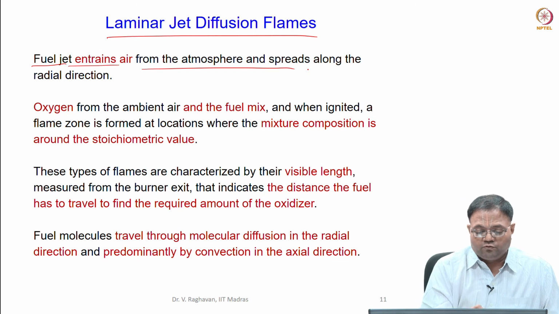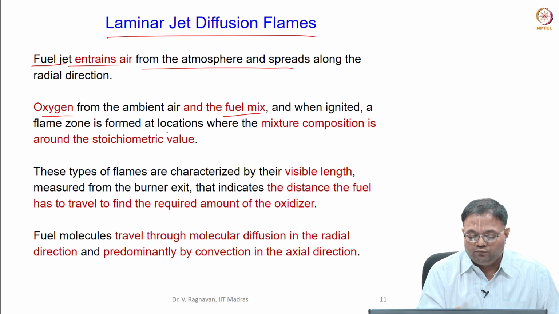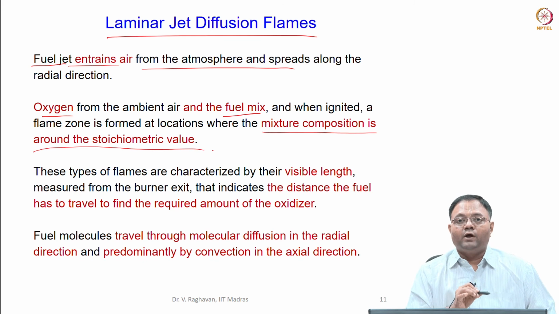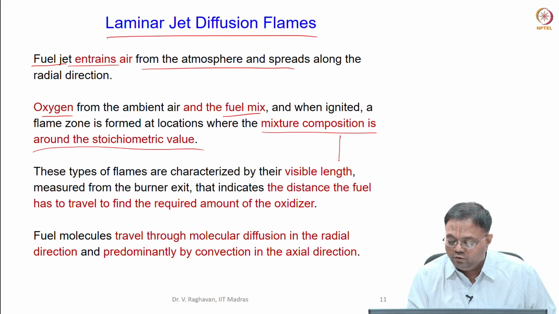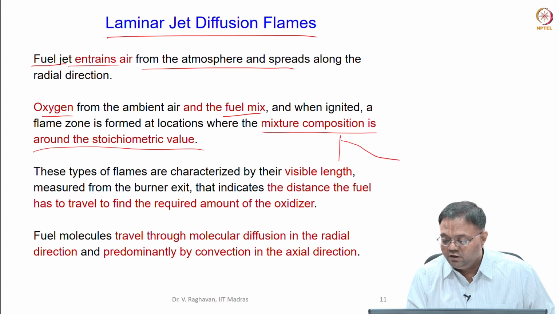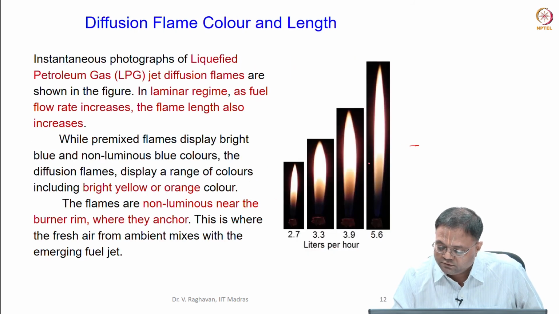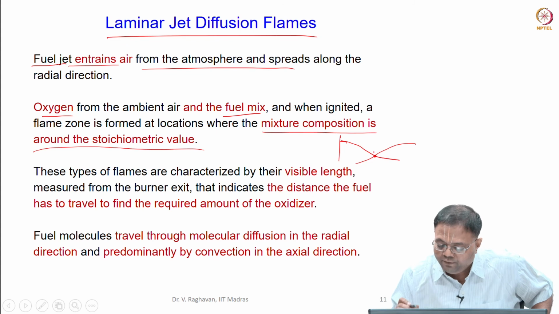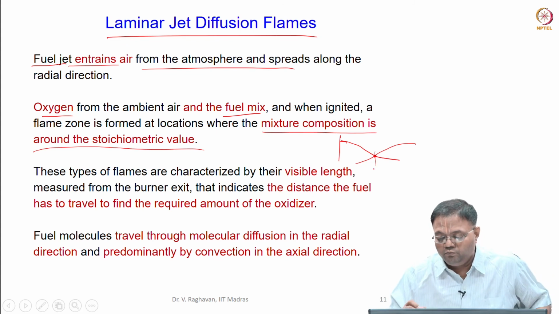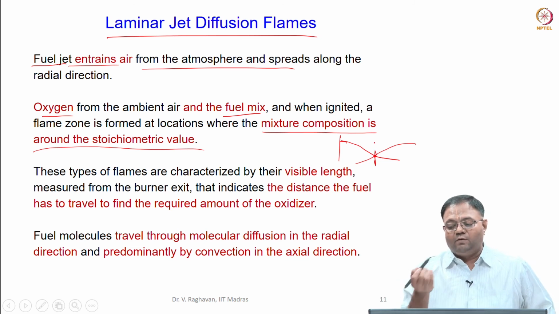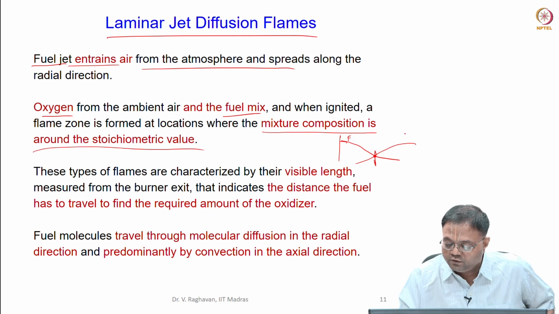Now, oxygen from the ambient air and the fuel mix, and when ignited, a flame zone is formed at locations where the mixture composition is around the stoichiometric value. So, fuel from the central line decreases like this, oxygen from the ambient diffuses like this. Somewhere it will form a stoichiometric mixture. So, if we ignite at this location where they are mixed at stoichiometric, this is fuel and this is the oxygen.